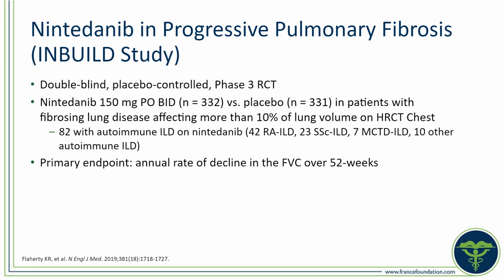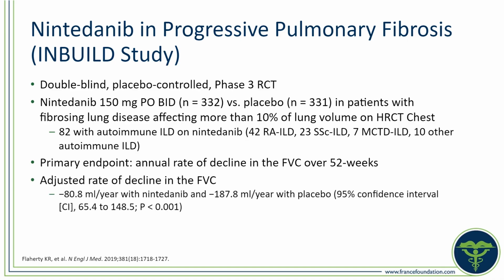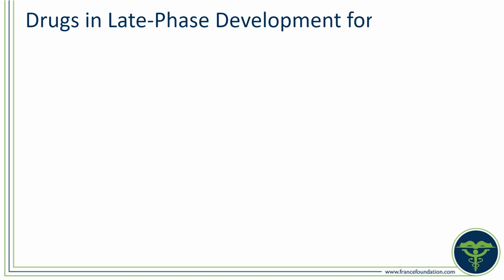And what the study found, looking at the adjusted rate of decline in FVC, is that the nintedanib group did better compared to the placebo group, as shown here. And as I mentioned previously in the SENSCIS study, diarrhea here was also a common side effect. So nintedanib is now FDA approved for progressive pulmonary fibrosis. So it's an exciting time in the development of treatment for SARD-ILD.